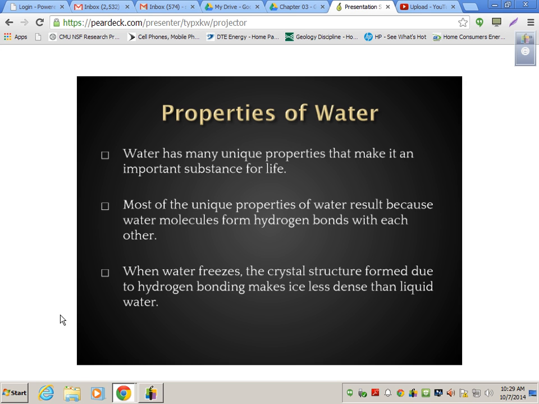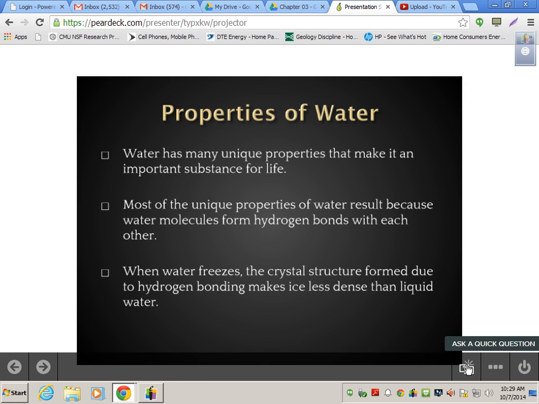So water has many unique properties that make it an important substance for life. We just did a whole lab over them. And most of the unique properties of water result because water molecules form hydrogen bonds with each other. And when water freezes, that crystal structure forms due to hydrogen bonding, and it makes ice less dense than liquid water. You guys know this. This is kind of some knowledge you're supposed to come to me with.